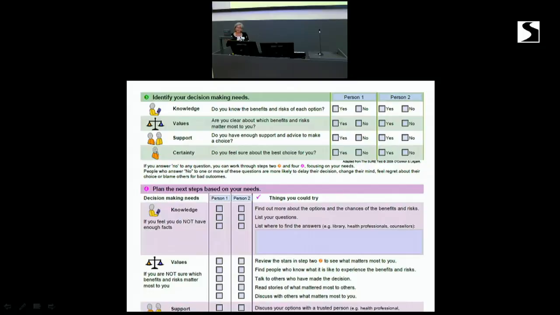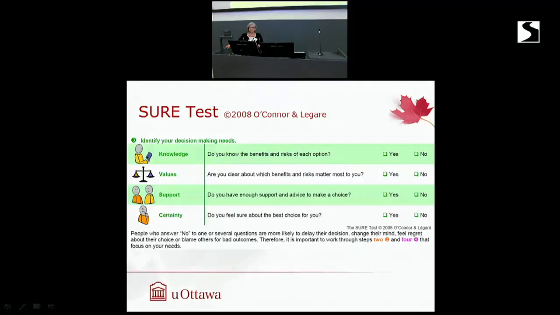On this back page, it's two pages, this document, you can assess your decision-making needs after you've gone through the front page, to figure out how you would rate yourself. Do you feel that you know the options? Are you clear about what matters most? Do you have enough support and advice? And do you feel certain? And then the next steps based on your needs at this point. We call this the SURE test. It's the four-item version of the decisional conflict scale that's been designed for use in clinical practice.